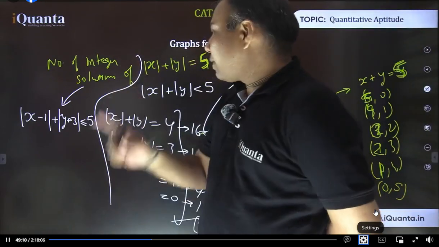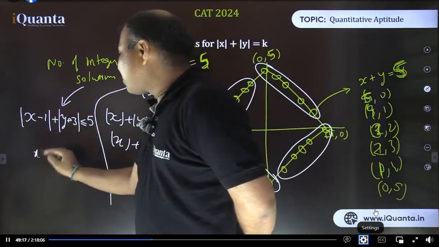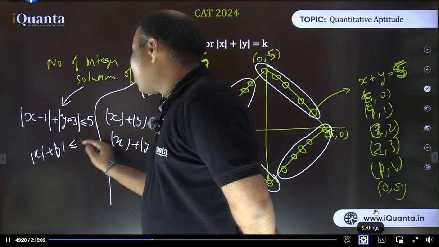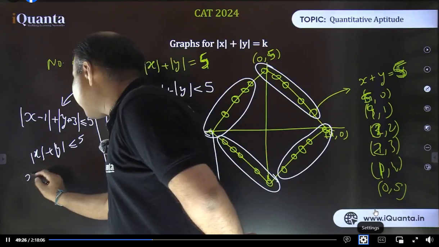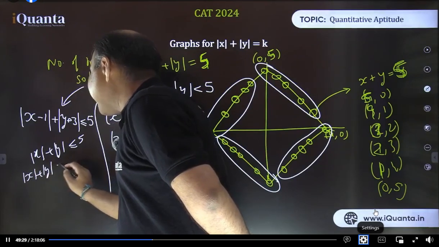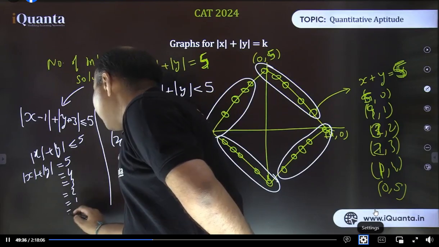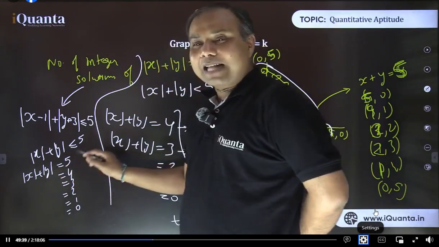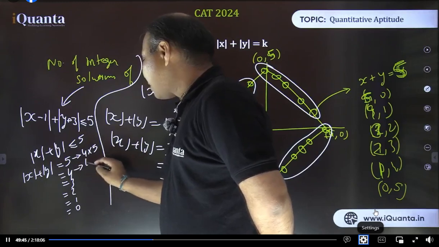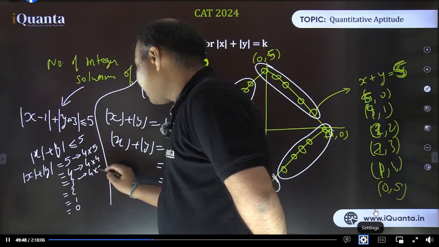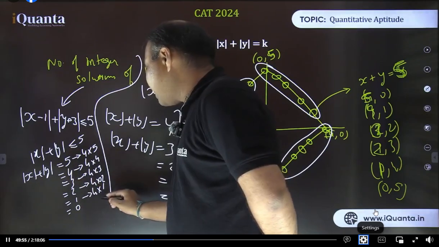So first thing, don't be scared of x minus 1, y plus 3. Don't be scared. It is same as that of mod x plus mod y less than or equal to 5. When it says less than or equal to 5, that means there are 6 cases. What are those 6 cases? When mod x plus mod y was equal to 5, when it was equal to 4 or 3 or 2 or 1 or 0. When it was equal to 5, in that case, how many solutions were there? It was 4 times 5, right? Here, 4 times 4, 4 times 3, 4 times 2, 4 times 1. And in case of 0, always there is only one solution.